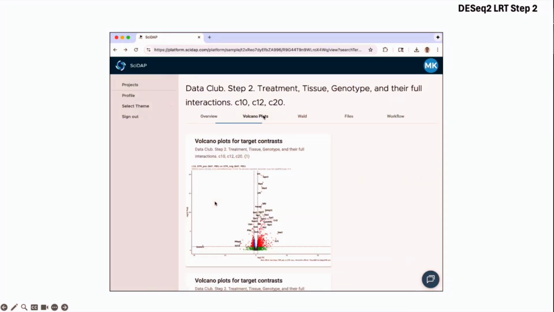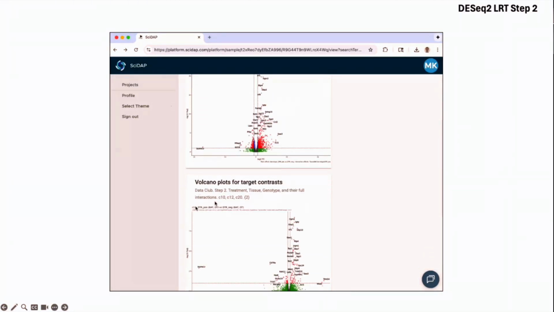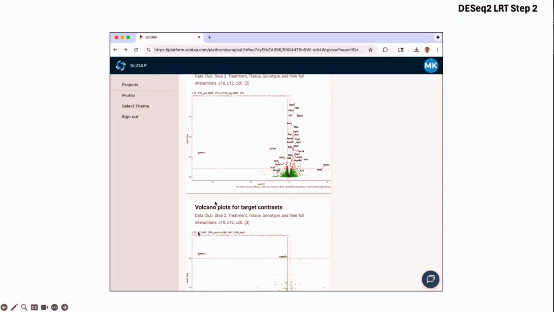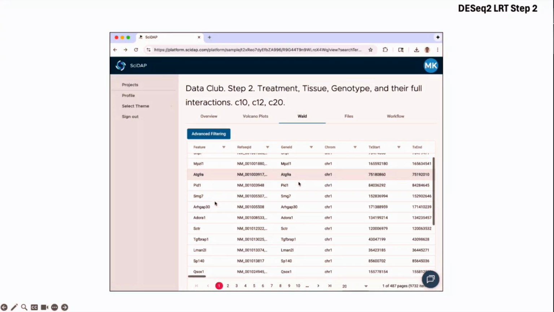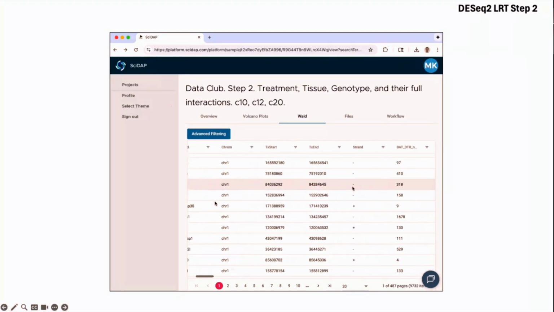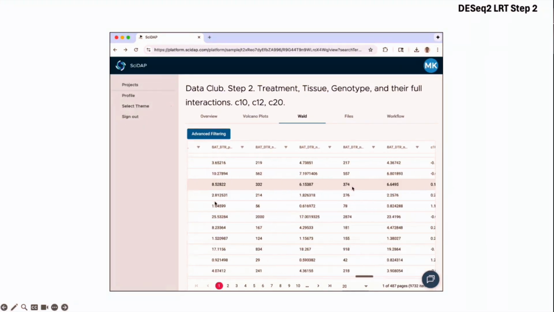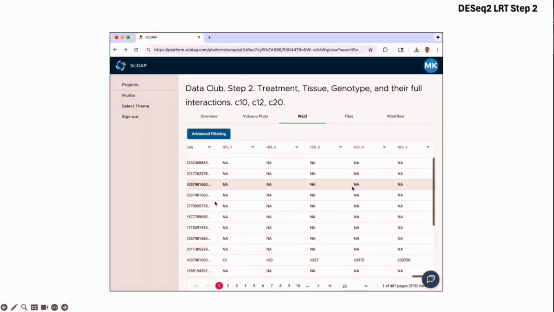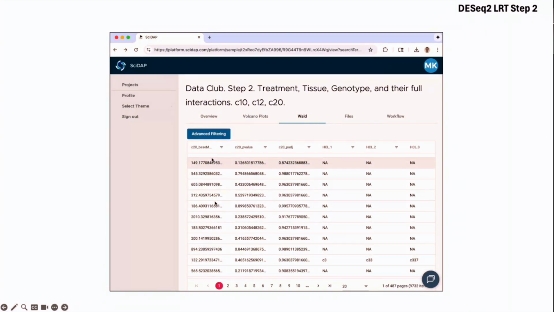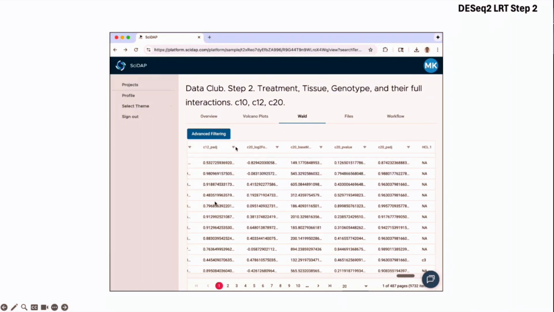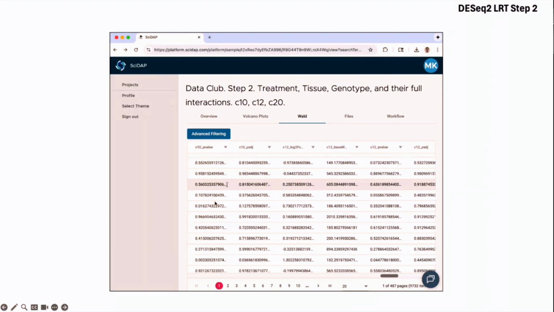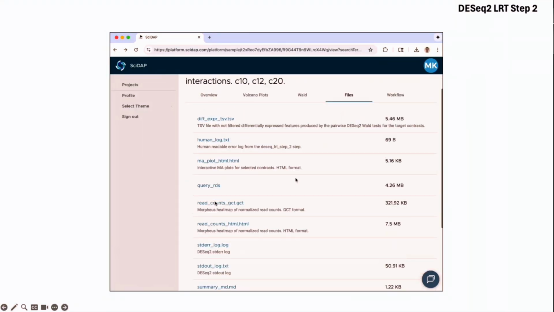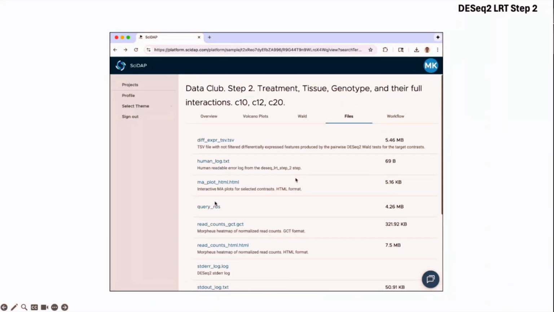On the volcano plot tab, you see the static images of all of the volcano plots. We have interactive volcano plots, so probably in the next version, these PNG files will be removed. The table shows all of the genes that are changed in any of the target contrasts. For each of these genes, you have several columns: p-adjusted, base mean, log-fold change, and the prefix of the column shows which contrast it came from. And you also have the clustering results. And here you can download all of the raw files.